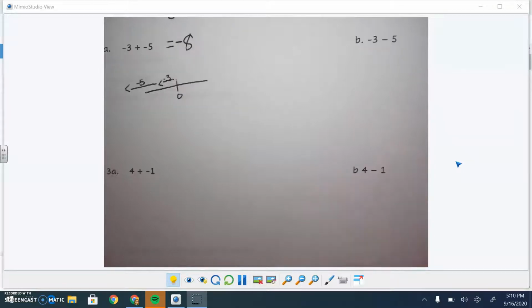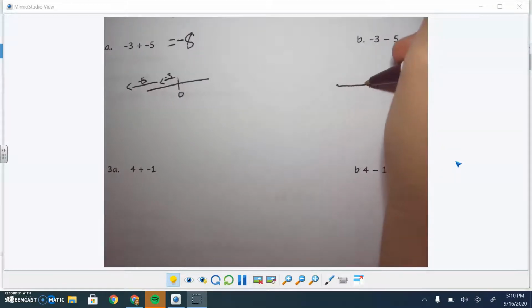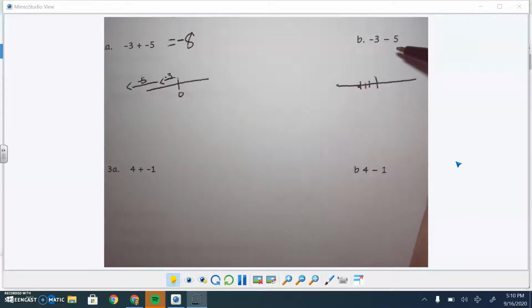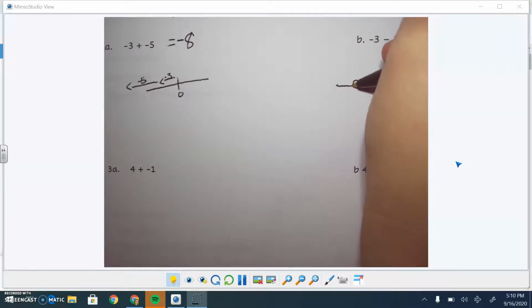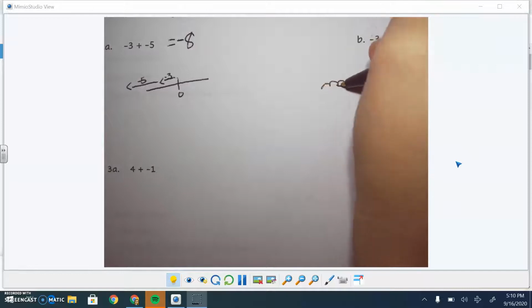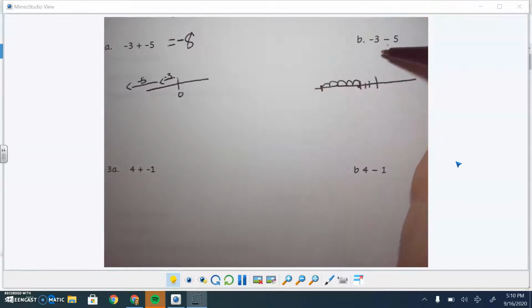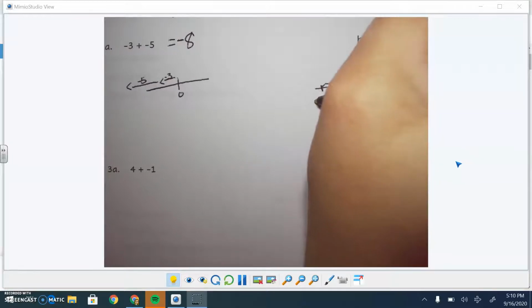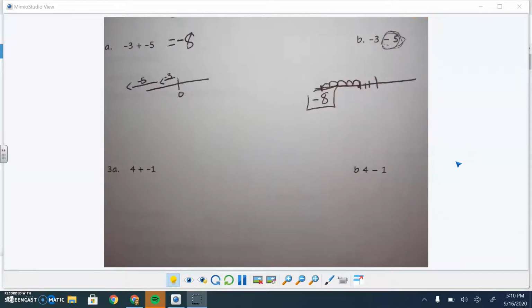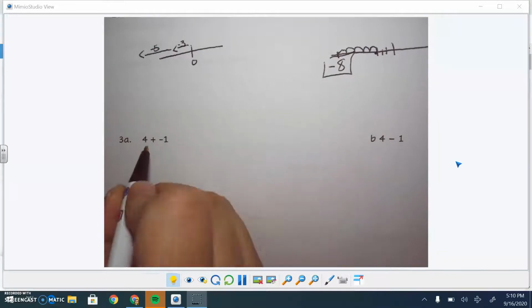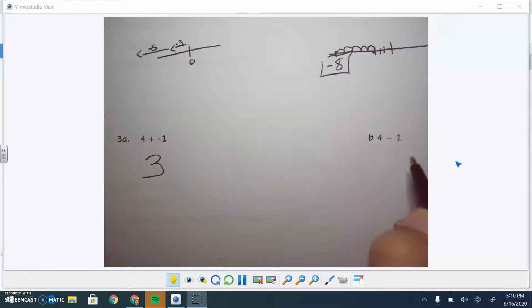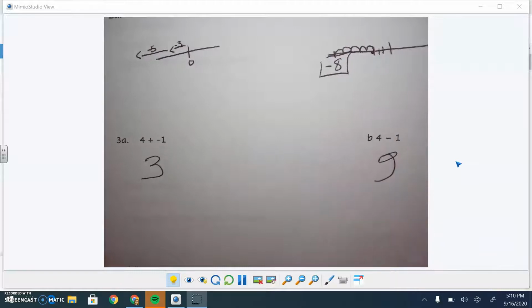Now over here, if we look at a number line, it says -3 take away 5. If you're taking away, you are still going to be going to the left. 1, 2, 3, 4, 5. If you're taking away this number, you're still going to be going to the left. That puts us at -8 again. This last one, you should have gotten 4 plus -1 is 3, and 4 minus 1 is also 3.